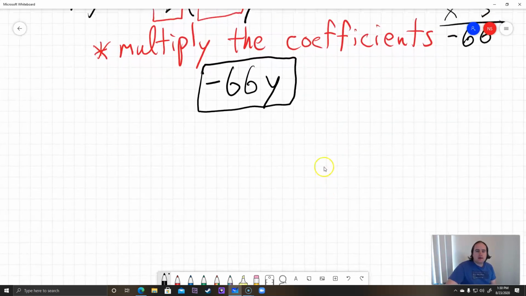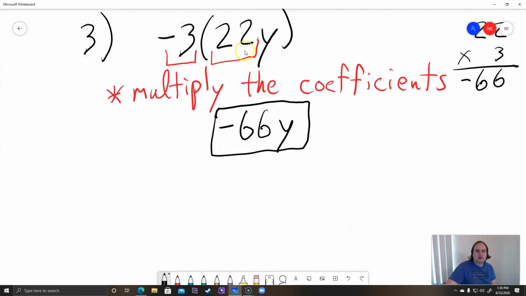Okay, now the thing about this is we only had one term here. The 22y only has one term, so that's why we didn't have to use a distributive law. But the next thing I wanted to talk about is if you have 2 or more terms, then you do have to use the distributive law.